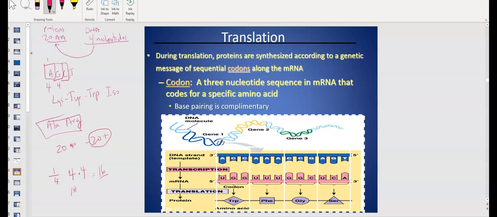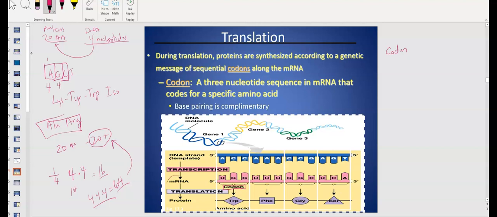So if we add another one, then we have 4 times 4 times 4, which is 64. And that's more than we need to code for our 20 amino acids. Because this 3-letter code is required to generate at least 20 different outcomes, in fact, there's 64. Then we call this the codon. So the codon is a 3-letter code, right? It's dictated by statistics and probability so that we can cover all 20 possible amino acids.